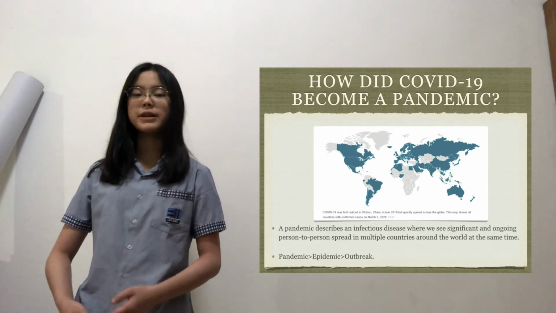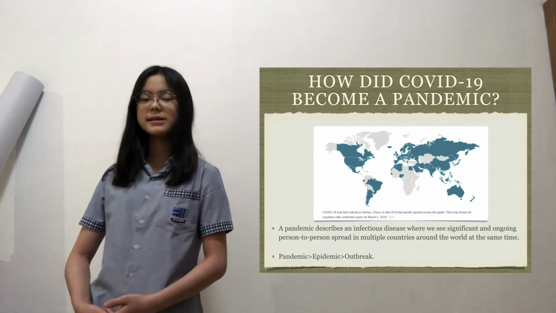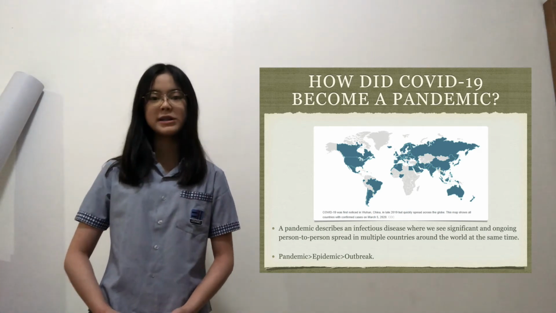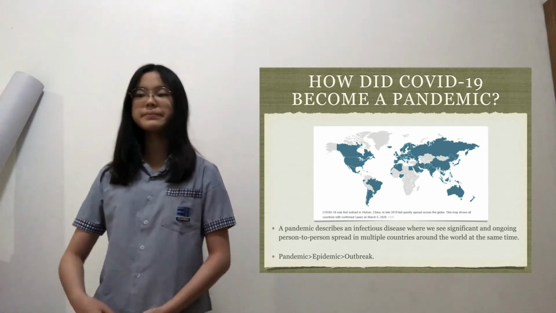Global health crises such as this one usually grow out in phases. They usually begin with an outbreak, which is when there is a sudden significant rise in confirmed cases of a disease in a specific region, such as Wuhan.